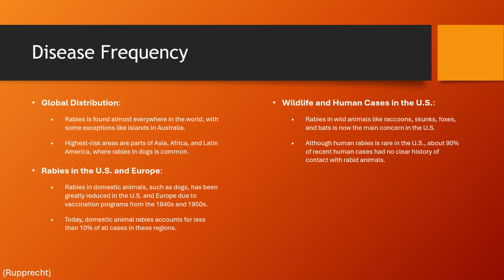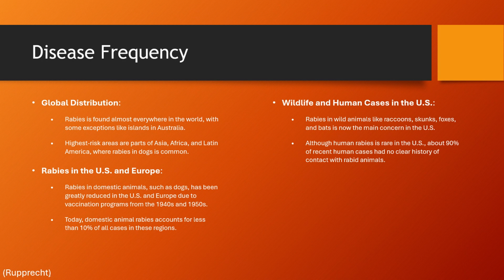Rabies is found almost everywhere in the world, except in a few places where it has been wiped out or never existed, like some islands in Australia. The highest risk areas are in parts of Asia, Africa, and Latin America, where rabies in dogs is common. In the US and Europe, rabies in domestic animals, like dogs, was greatly reduced through vaccination programs in the 1940s and 1950s. Today, domestic animal rabies makes up less than 10% of all cases. However, rabies in wild animals, like raccoons, skunks, foxes, and bats, is now the main concern in the US.